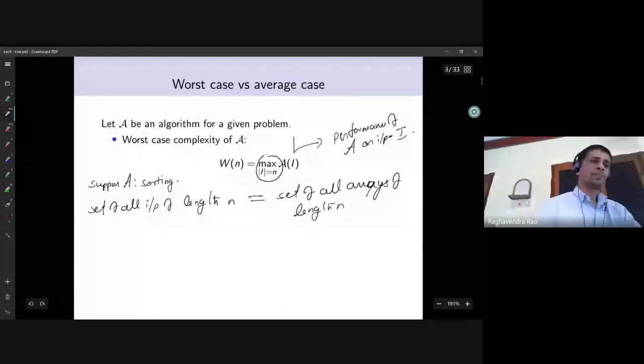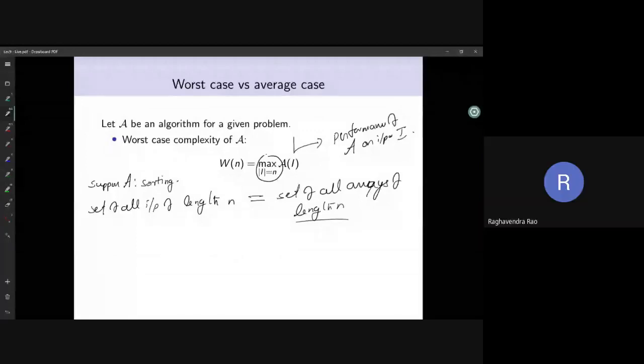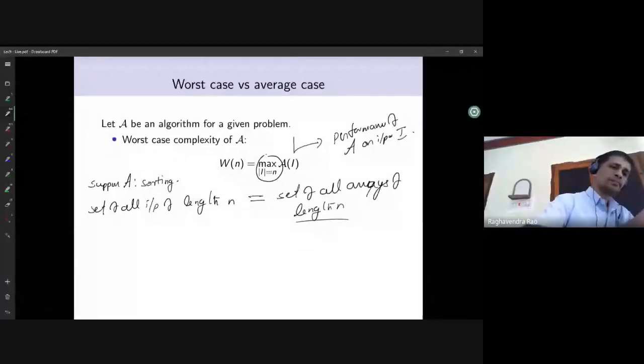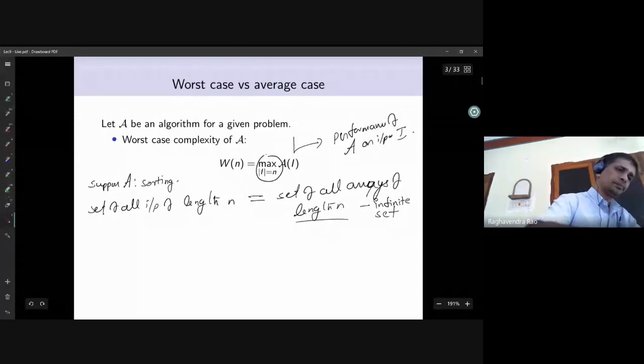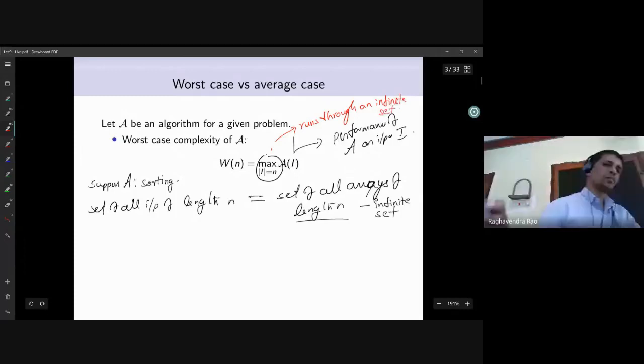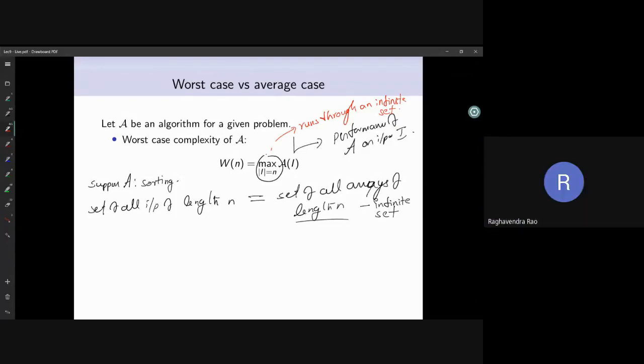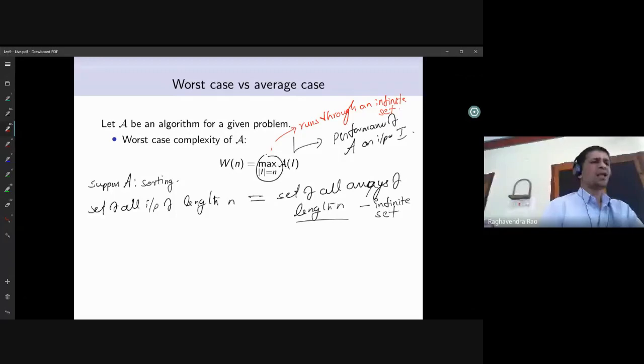Okay. But what is that number? Which is an infinite set. So with this notation, the difficulty is that the max runs through an infinite set. Okay. So how would we generally overcome this? See, an infinite set is not really a big issue. What we do is we just take an arbitrary array and do the analysis.